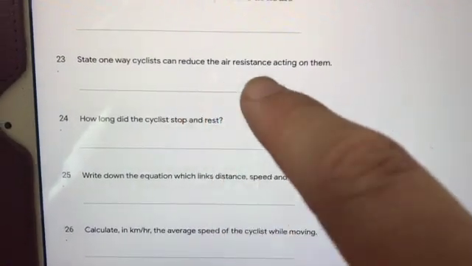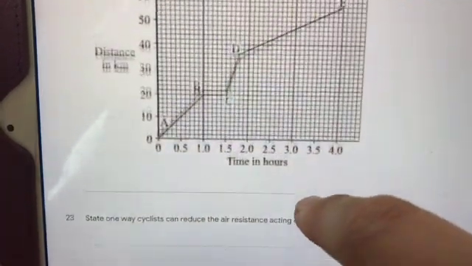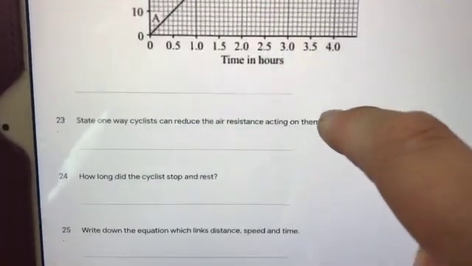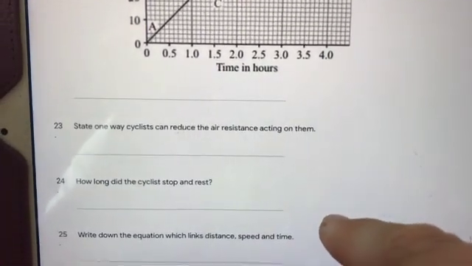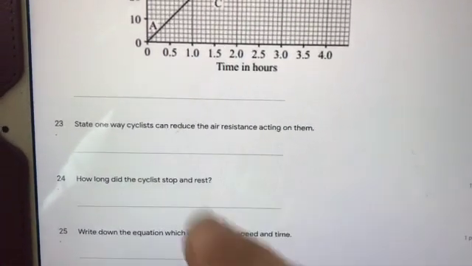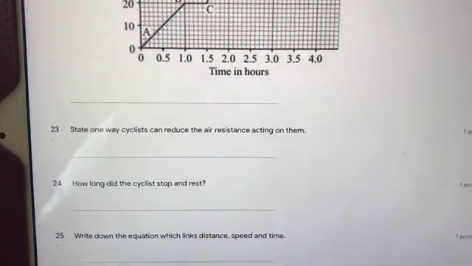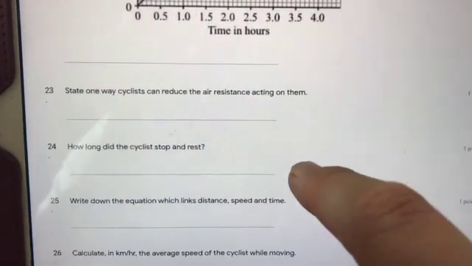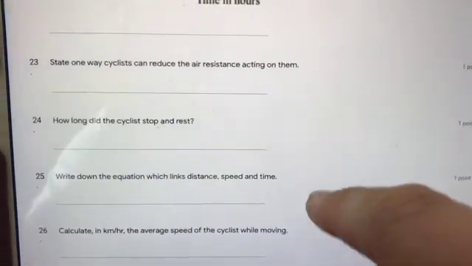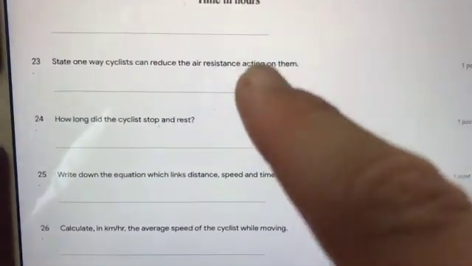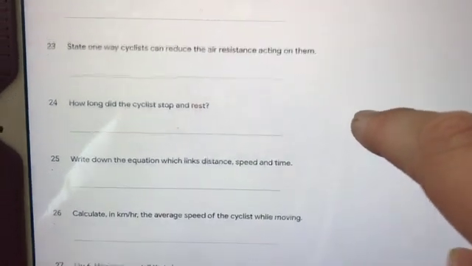State one way the cyclist could reduce air resistance acting on them. Well, there were lots of possible answers here, but the simplest thing is lots of you, in my class at least, wrote about crouching down so that there's a smaller surface area. But that idea of crouching down or wearing tighter clothing or wearing streamlined clothing or a streamlined helmet, there were lots of right answers here. I'm not sure it was actually in this order when you took the test, but that question was in there and that is the answer to it.